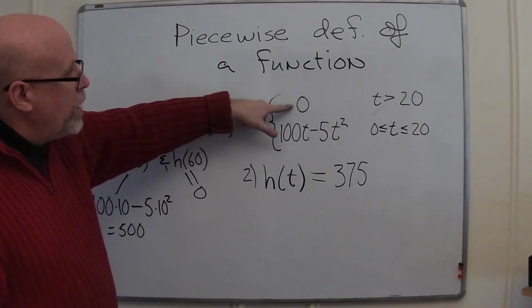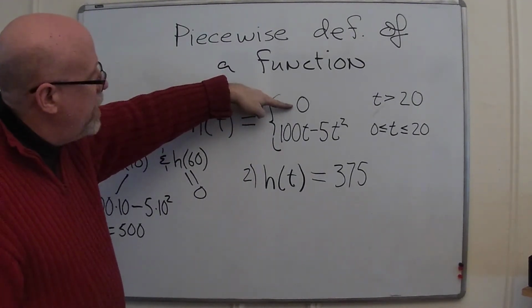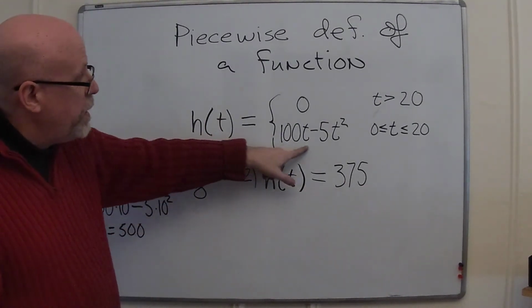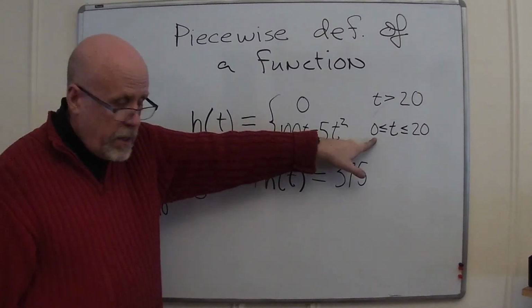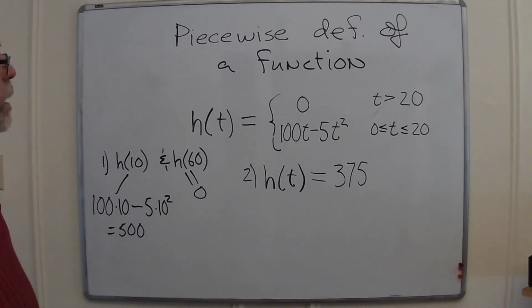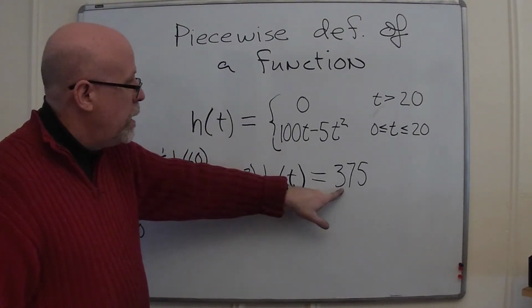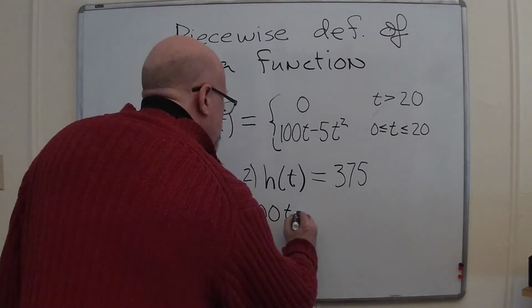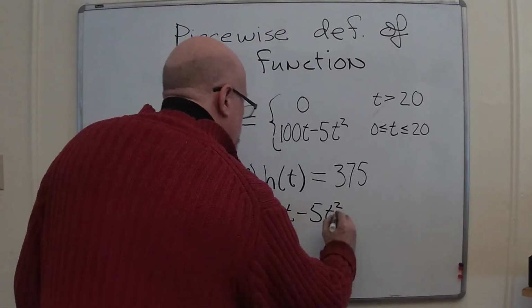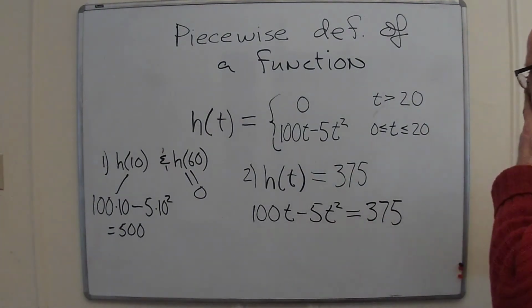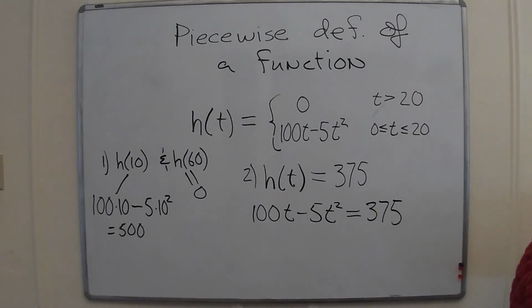But I definitely know we're not going to be using this formula, because h of t is definitely not 0. So if there's going to be an answer at all, it has to be in here. And that means we're interested in this when t is between 0 and 20. We're expecting t to be between 0 and 20. So I know I'm going to use that formula, and set it equal to this number. Can I do this? Sure, I can.